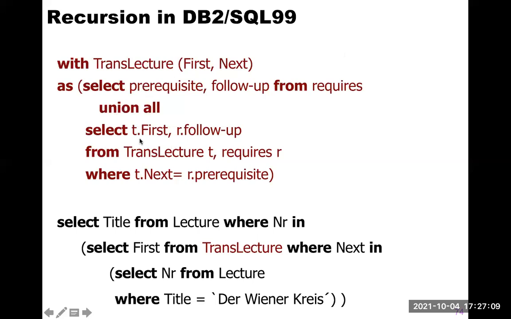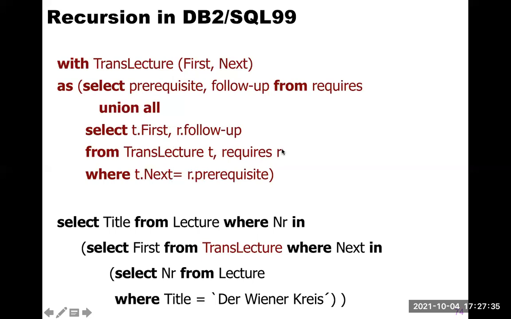Which records to add here? At this moment, translecture contains the result of that first select. And let's perform this join: translecture requires. So if translecture has a next, some follow-up, and that follow-up is a prerequisite for something else.